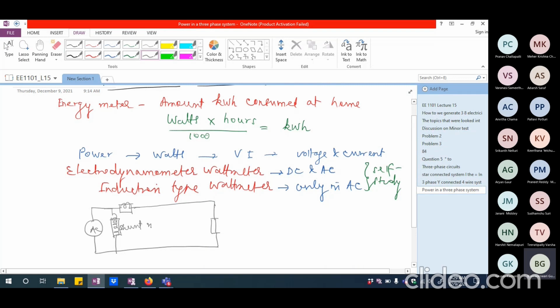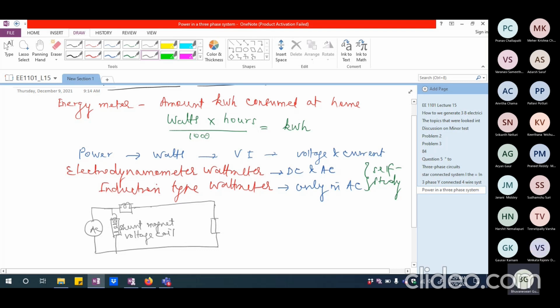So this is the shunt magnet, or we call this the voltage coil, which is wound around an electromagnet or an iron core. This is the series magnet, which is also generally specified as the current coil. So you are going to have the current coil or the series magnet, which is carrying the current same as the load current. The other one is going to be the shunt magnet or the voltage coil.